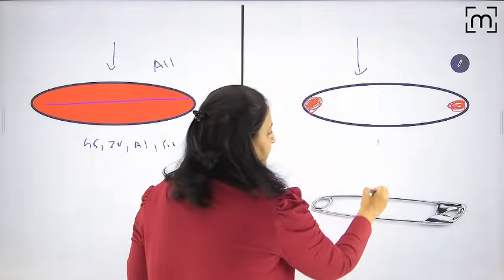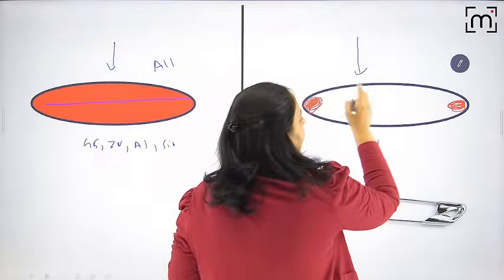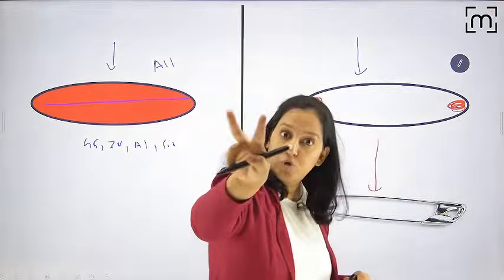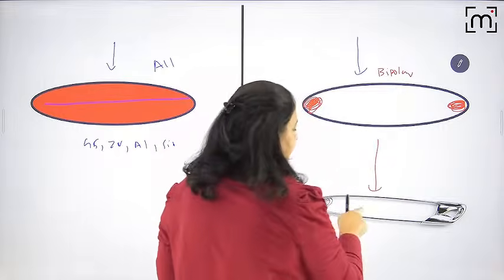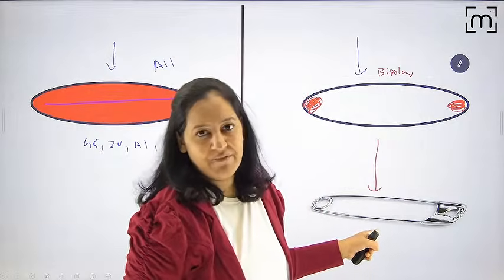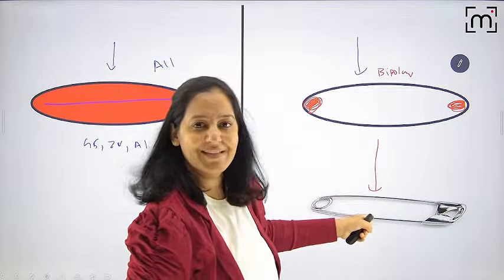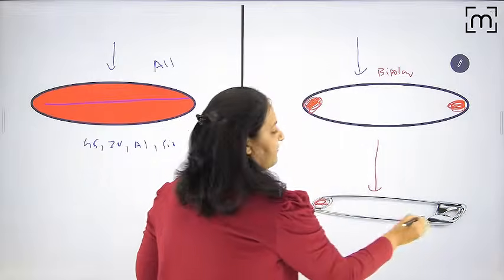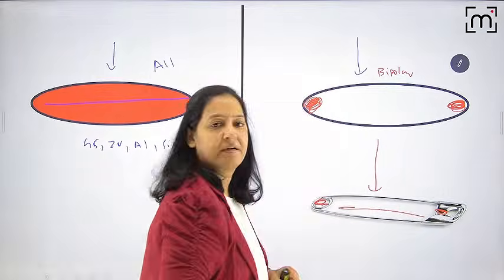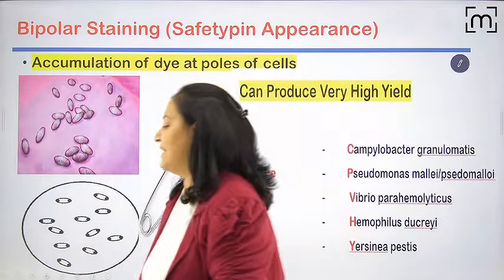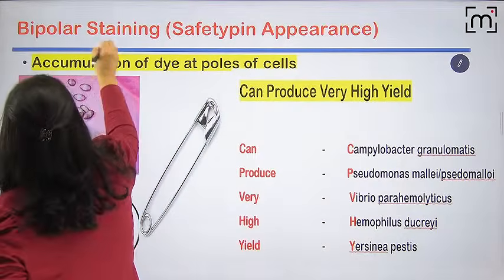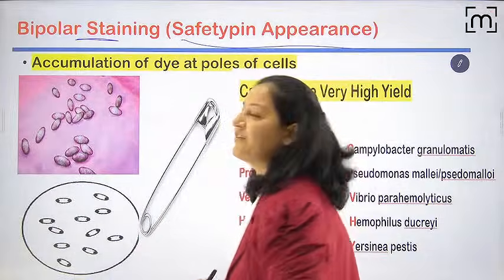Have you seen the structure? That's why it is known as bipolar staining. North pole, south pole, 2 poles. See the structure. This is known as a safety pin. I guess everyone has seen this. Is it looking like this? In a safety pin also the poles are filled and the center is empty. So that's why it is known as safety pin appearance. Bipolar staining is also known as safety pin appearance.